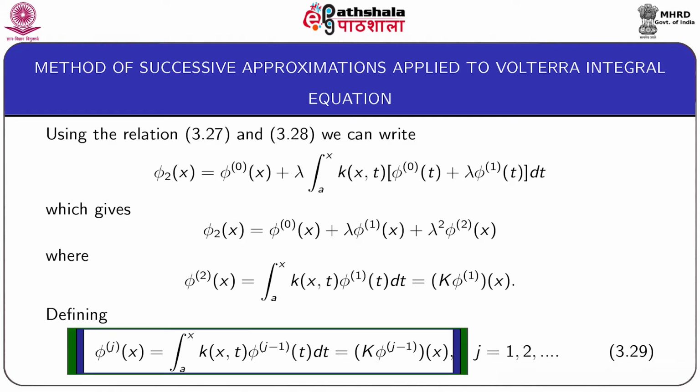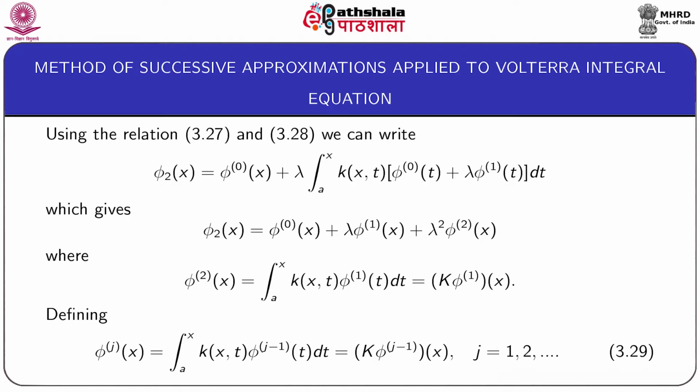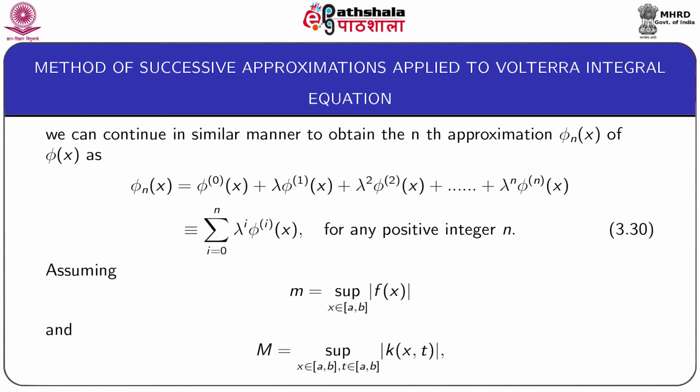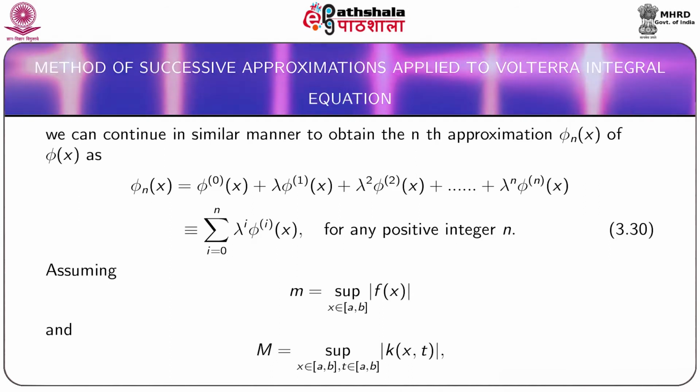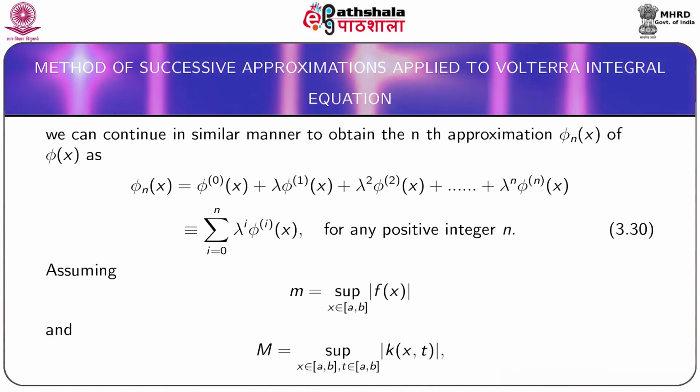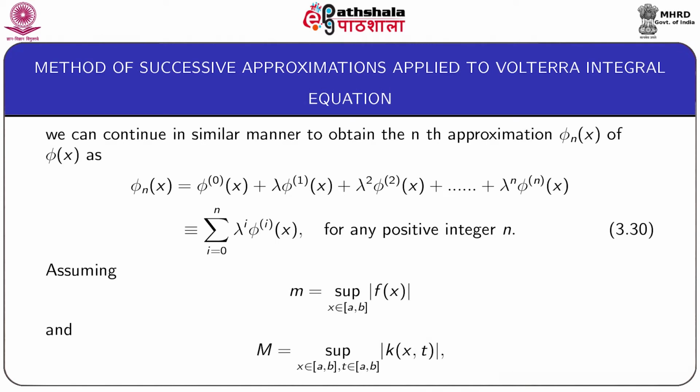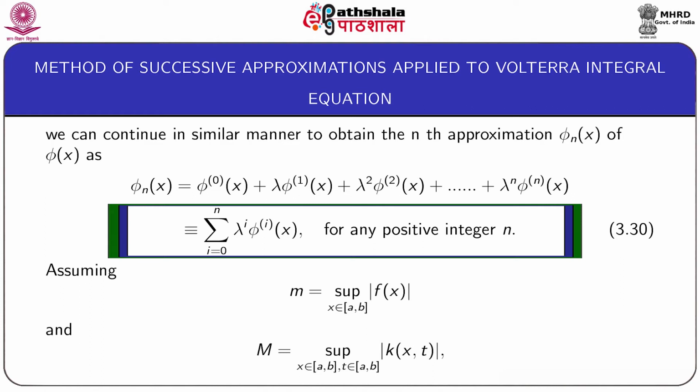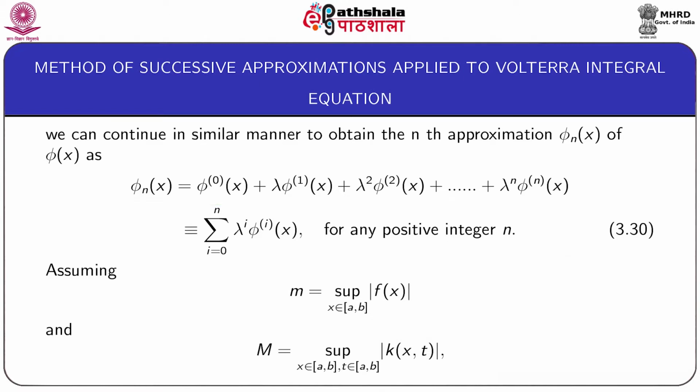Now if I define phi superscript j(x) as the integral a to x K(x,t) phi superscript j minus 1 (t) dt, that in the operator form is capital K operating on phi superscript j minus 1 (x), j running from 1 to n, etc., as given by equation 3.29, then we see that the nth approximation phi n(x) of the solution phi(x) of the given Volterra integral equation in the form of a series is given by phi n(x) equal to summation i equal to 0 to n lambda to the power i phi superscript i (x) for any positive integer n.